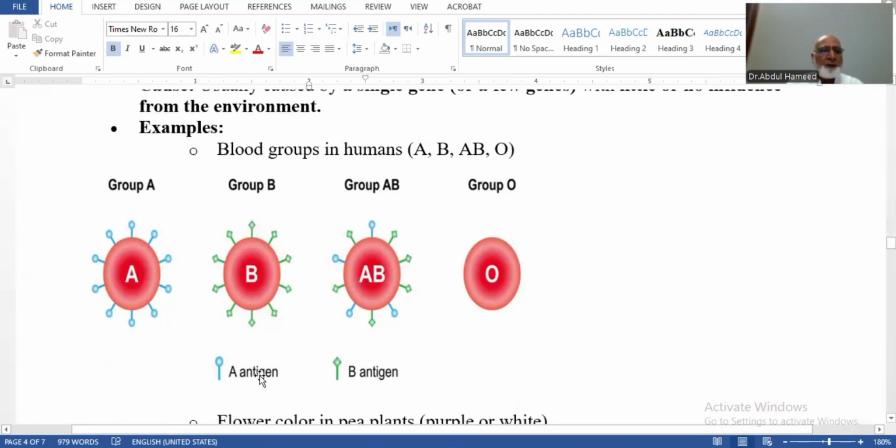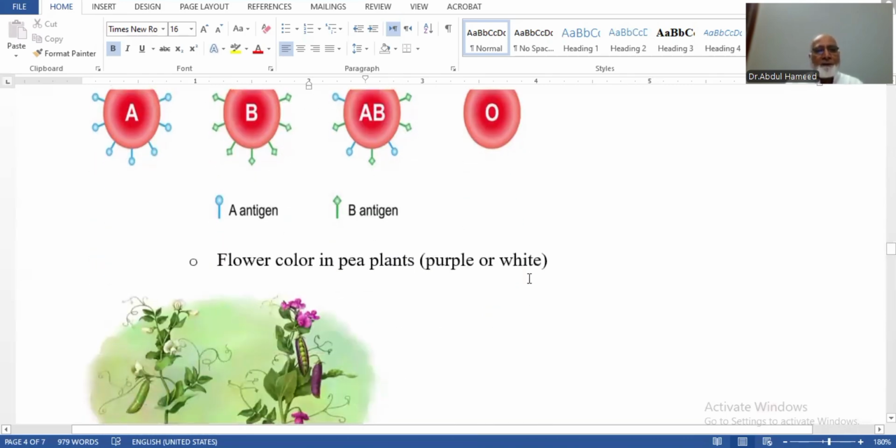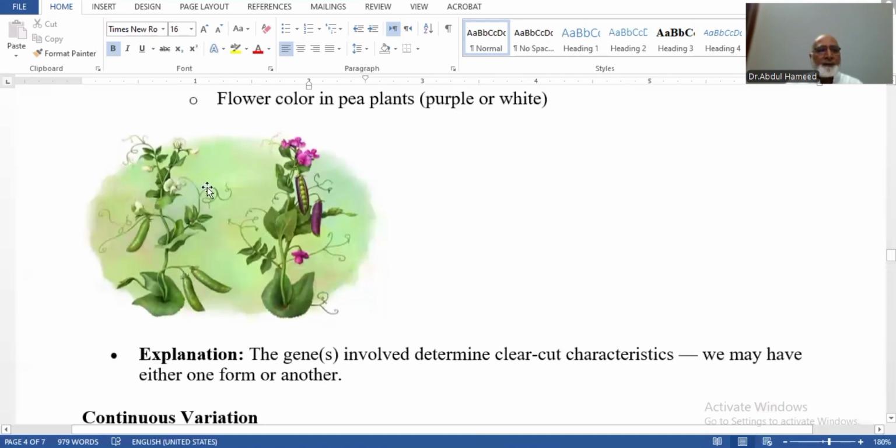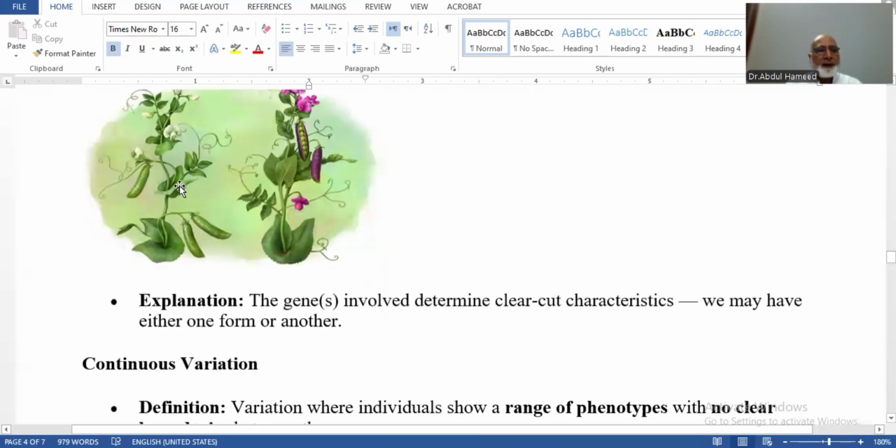Although it is not difficult to see that there are some structures, proteins and glycoproteins present on the surface of the red blood cells. For example, A antigen and B antigen: in case of A, only A antigen; in case of B, only B antigen; in case of AB, both the antigens are present; but in case of O, no antigen is there. Then flower color in pea plants, purple or white. So there are two distinct groups, plants having purple flowers and plants having white flowers.